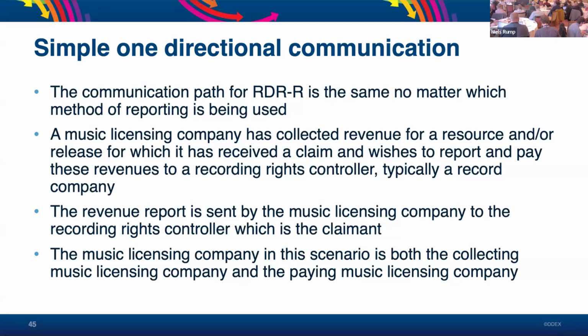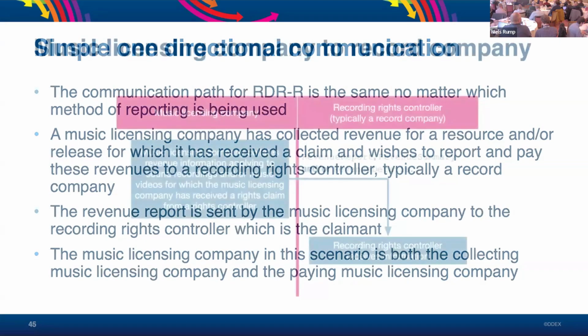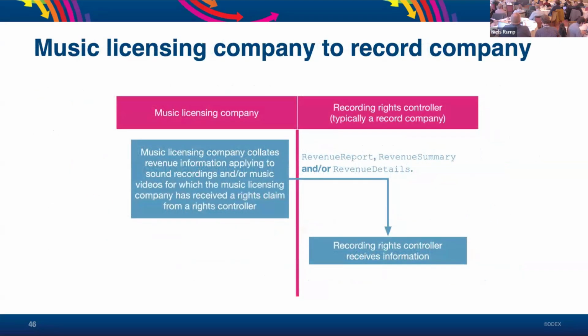And I think that just summarizes the previous slide. So here is the simple one-directional communication path, where it is really that the music licensing company is collating the revenue information. It has collected it, and the claiming party is the rights controller, and therefore the music licensing company is also the paying party and is sending the revenue report straight to the recording rights controller. And the information will only contain the producer revenue allocated to the rights controller.